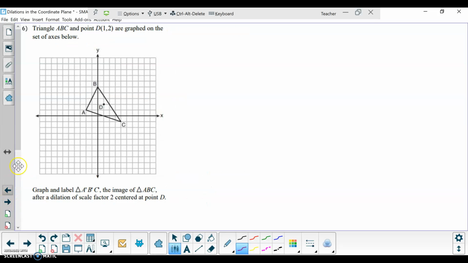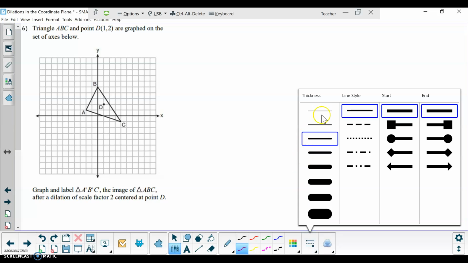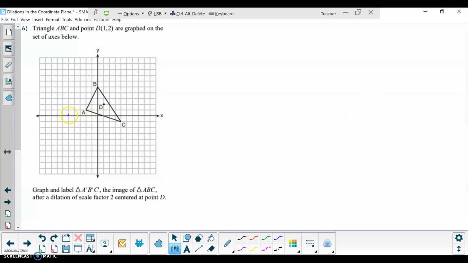All right, let's take a look at number 6. Number 6, triangle ABC and point D are graphed below. Graph and label the image after a dilation with a scale factor of 2 centered at point D. First I'm going to dilate point A. To get from D to A, I'm going down 1 to the left 3. If my scale factor is 2, I'm going to have to double that. So I'm going to go down 2 to the left 6. So this right here is going to be A prime.